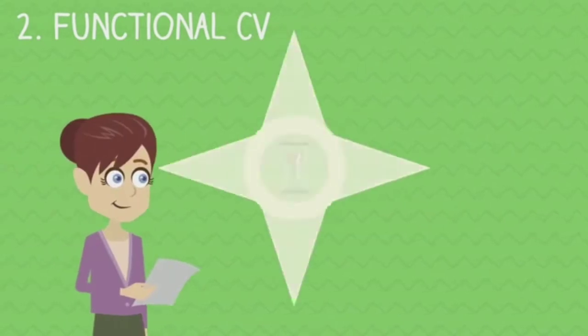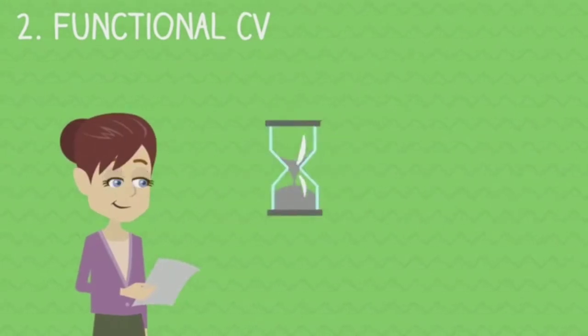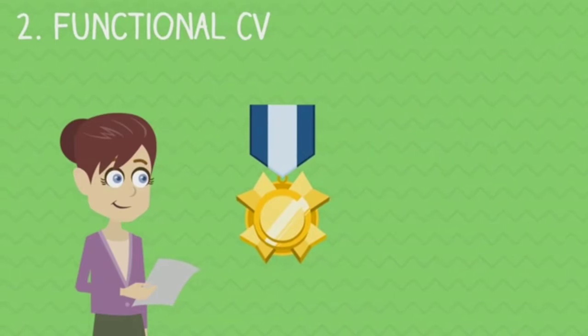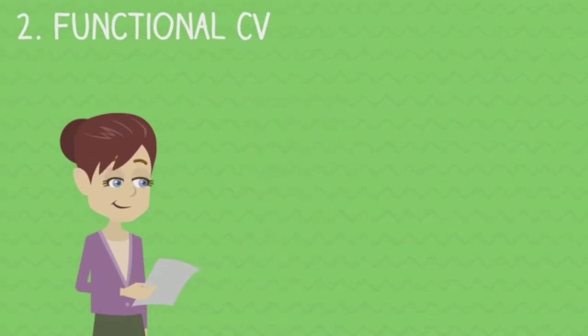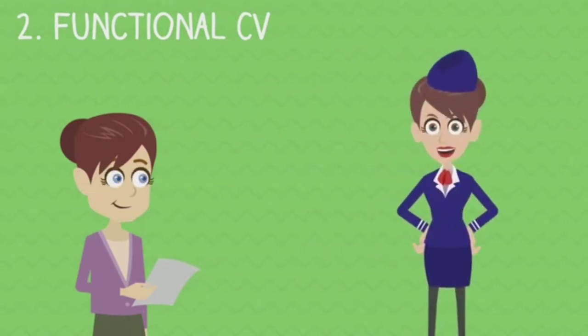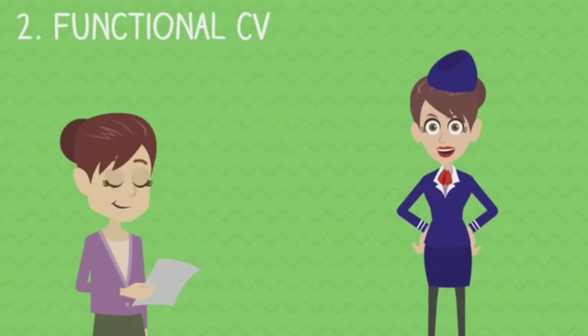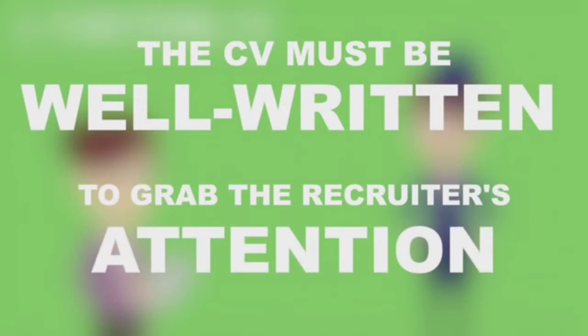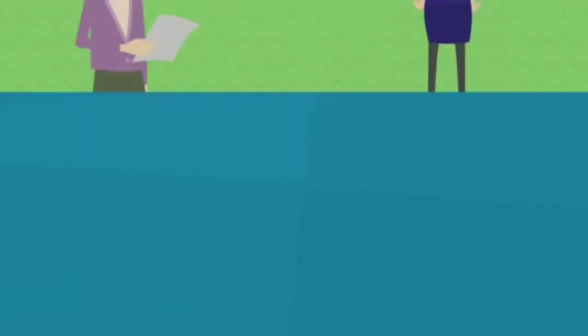Functional CV. This format is used when job seekers have gaps in their work career, and to hide that, they prefer to focus on their skills and achievements. This happens when job seekers are frequently shifting to different careers. Recruiters actually are skeptical when they receive such a format. Thus, the CV must be well written to grab the attention of the recruiter from the beginning.